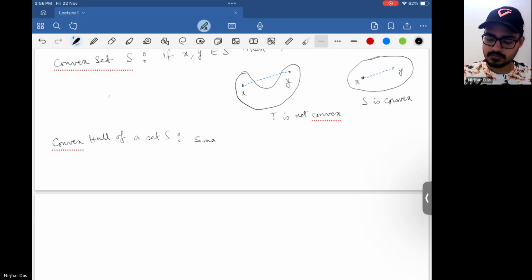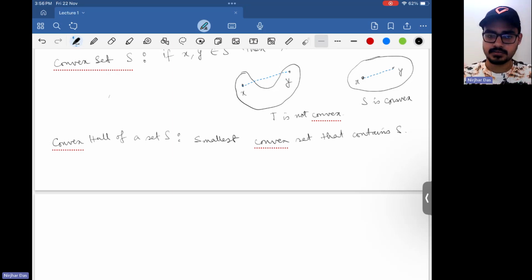And how do we formally define this? We'll use the notation conv of S. This is the intersection of all convex sets A such that A contains S.